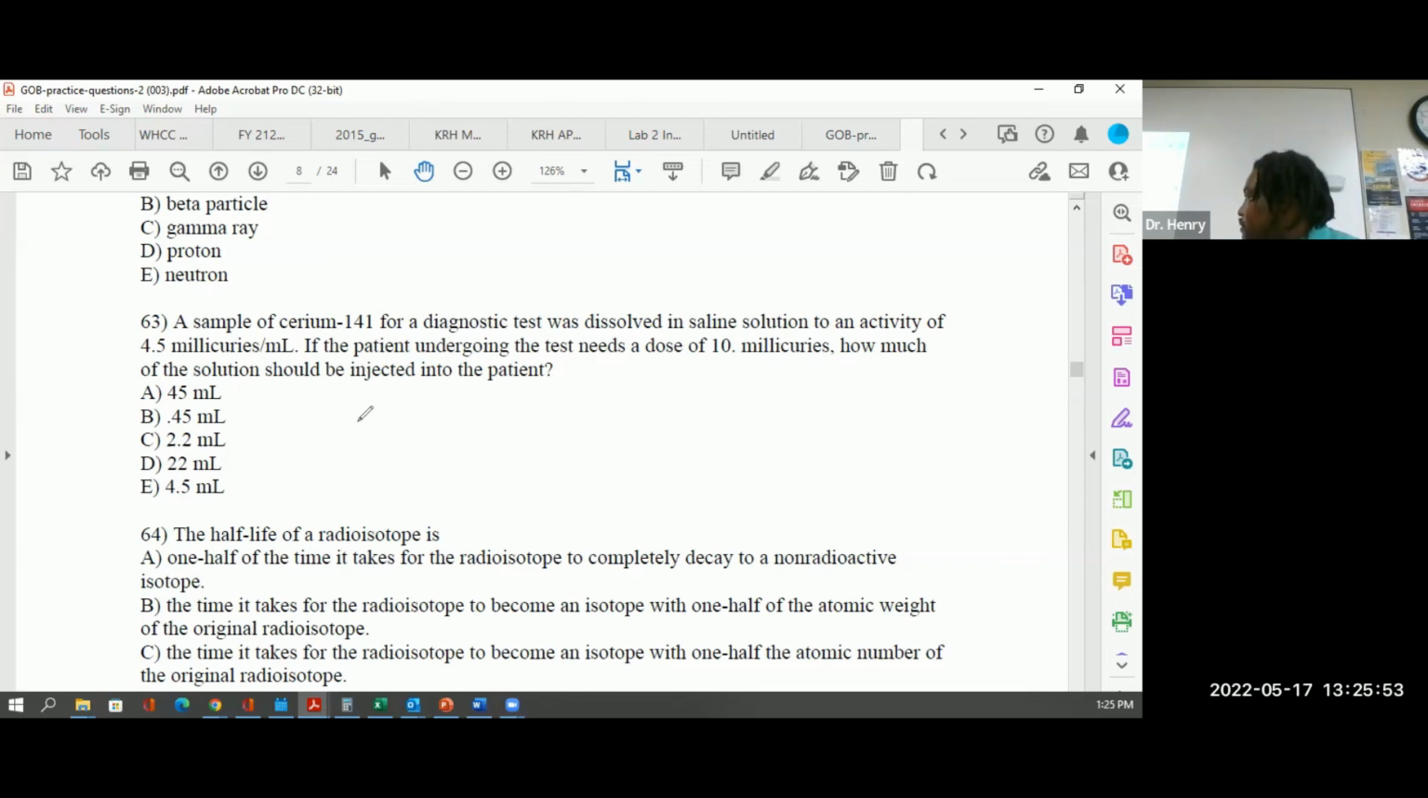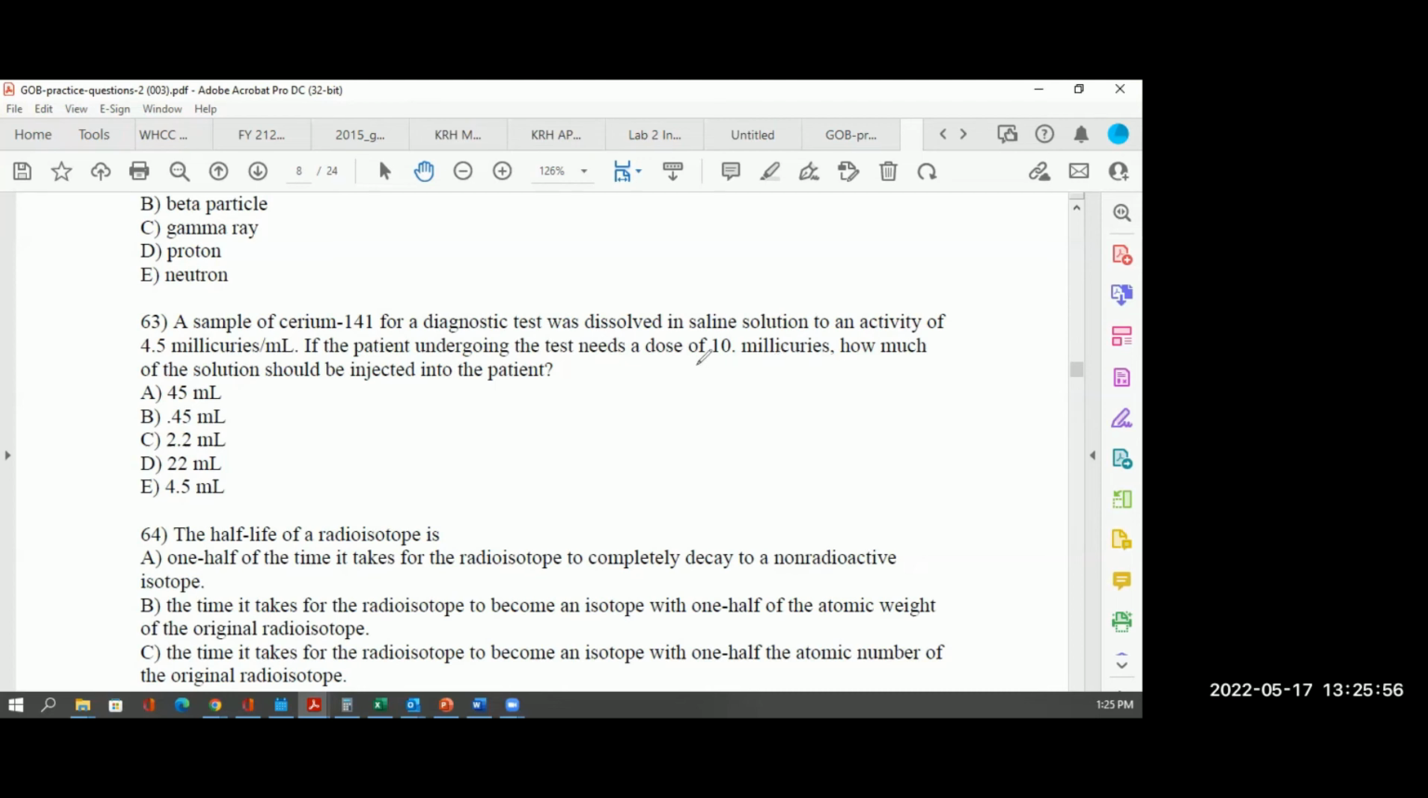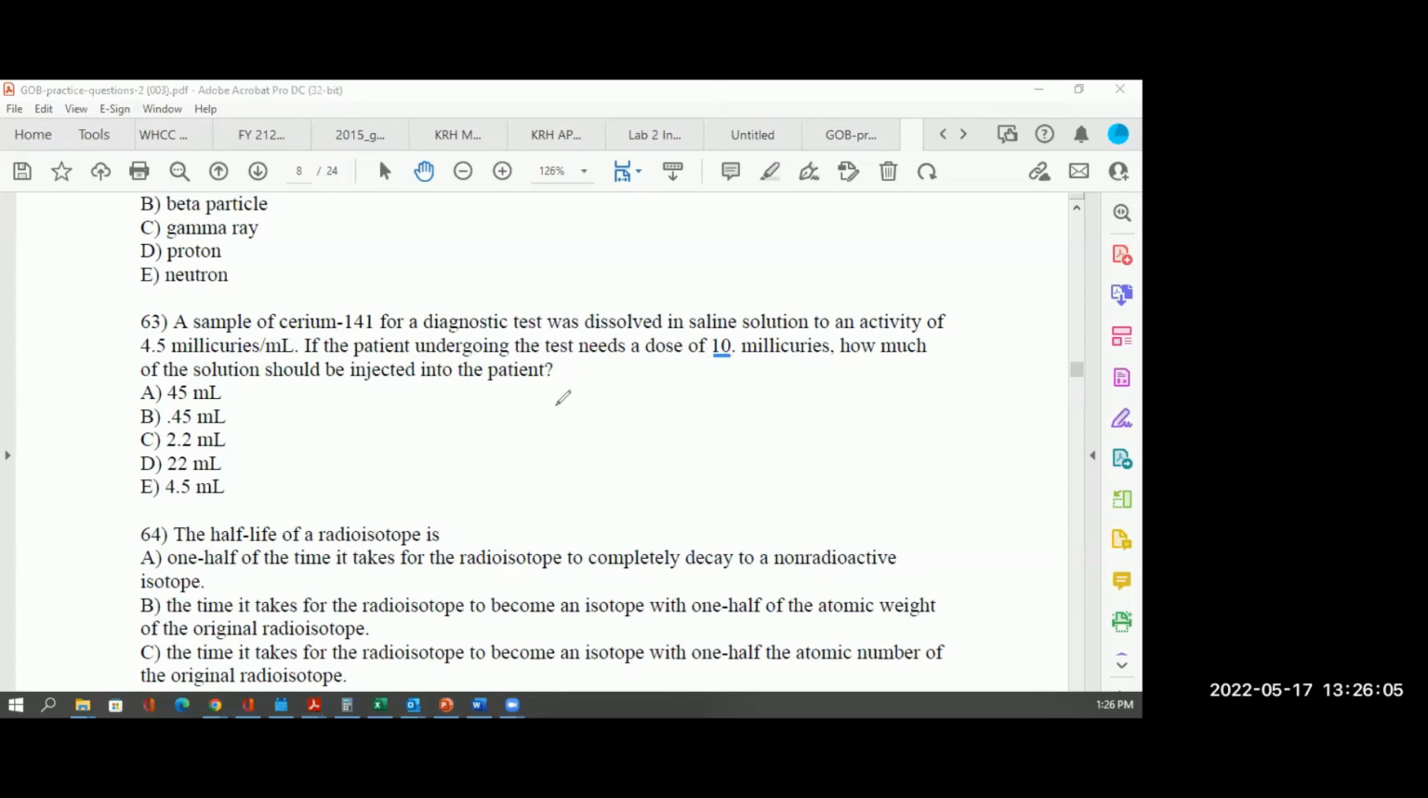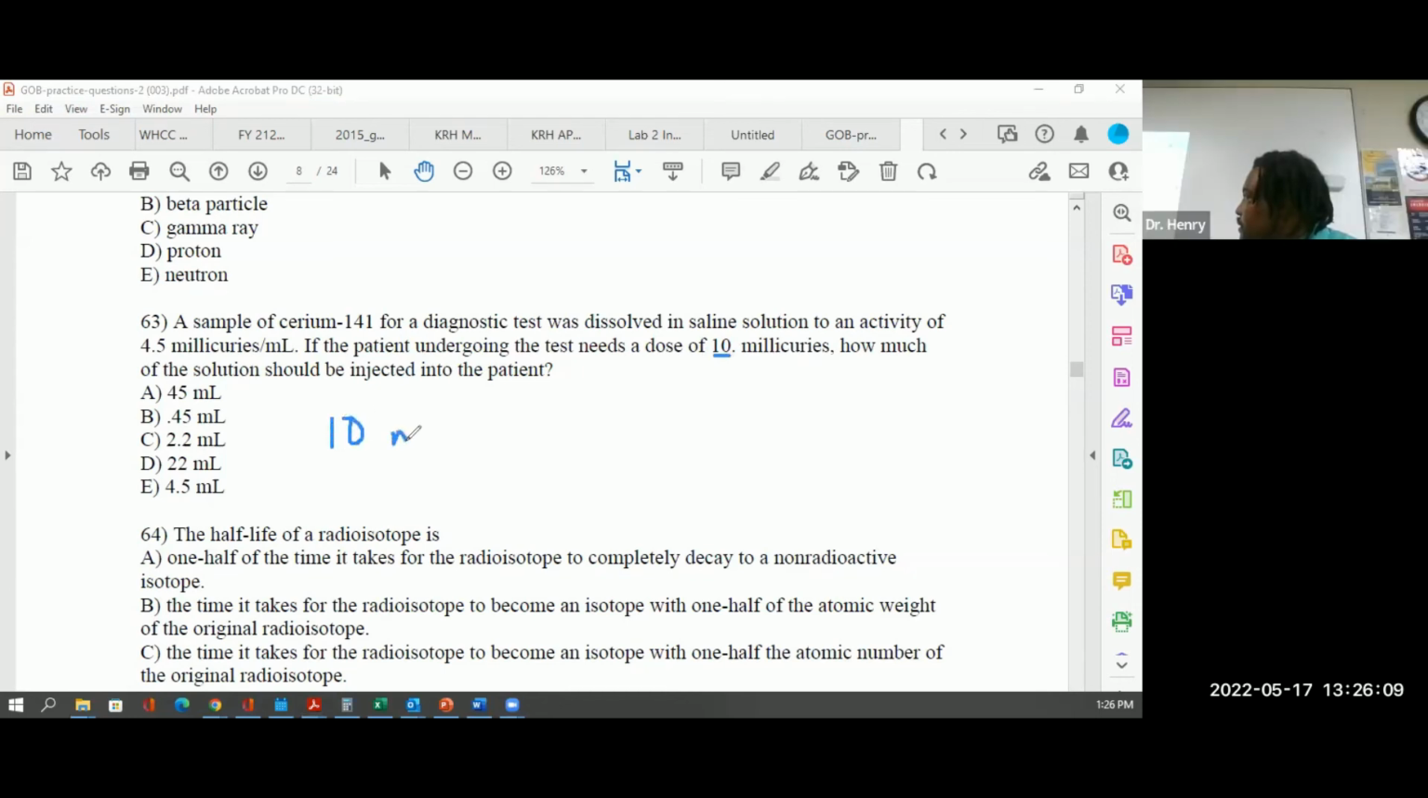So what is my given? 4.5 millicuries over 1 milliliter. Well, that's our activity, but our given would be, needs 10. That's right. So 10 millicuries.